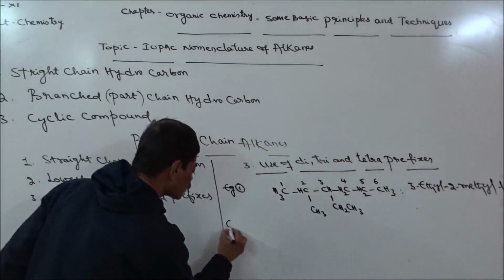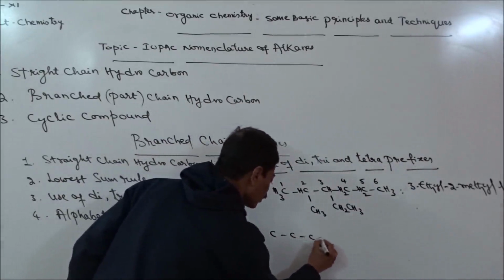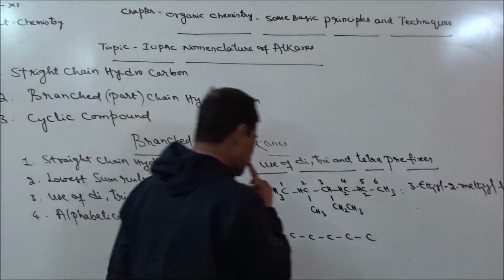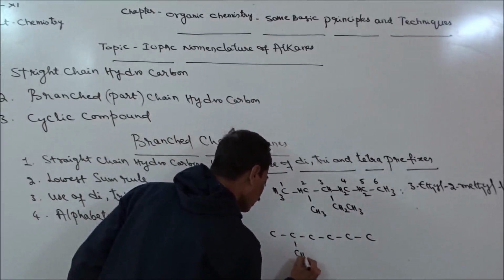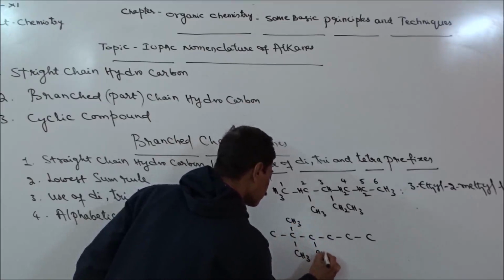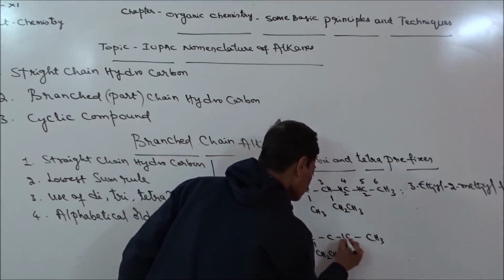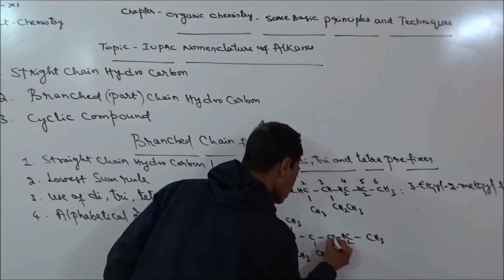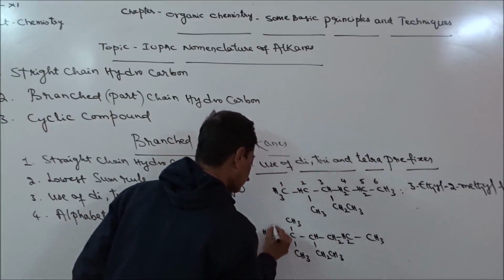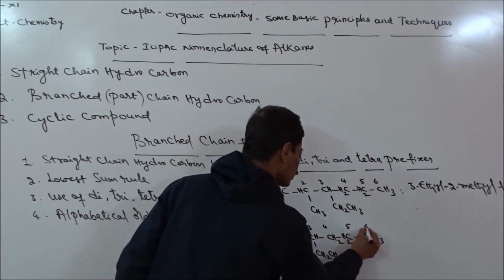Now let us see example 2. Carbons 4, 5, 6. And here on the second carbon atom I am adding 2 methyl groups. On the third carbon atom, as usual, an ethyl group. Now I add hydrogen atoms by keeping the valency of each carbon atom in mind. 1, 2, 3, 4, 5, 6.